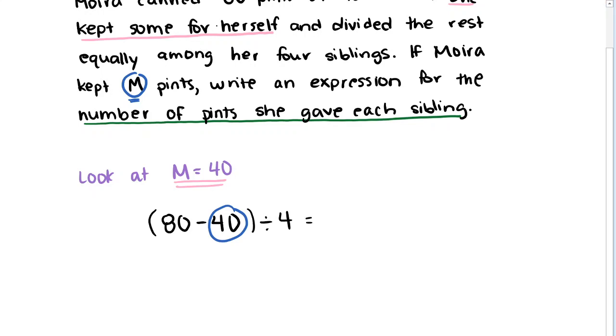And so here, 80 minus 40, this is equal to 40. We still have this division by 4, and this is 10. Right? So there's 40 left over. She splits them evenly across her 4 siblings, and each person gets 10.